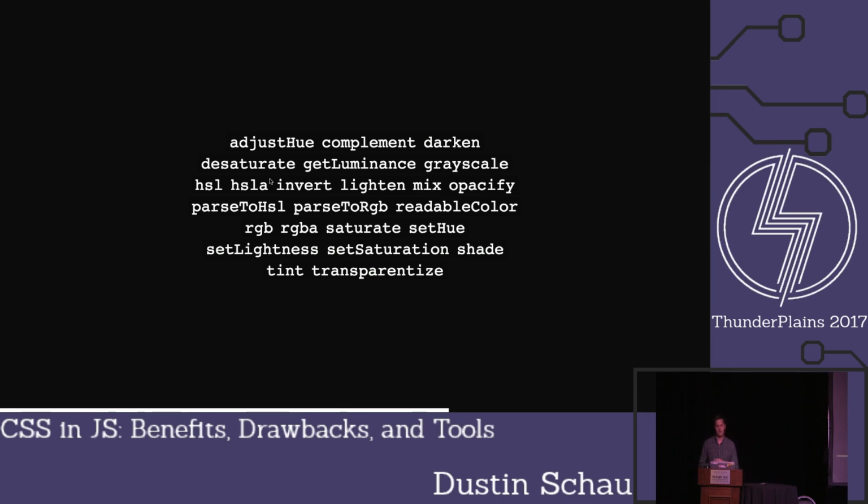But I would like to note that Polished also has a number of other utility methods. So there's em and rem helpers. There's radial gradient generators. There's a CSS reset, so kind of like normalize.css. And there are a bunch of shorthands for common things, such as text overflow ellipsis, font face, etc.